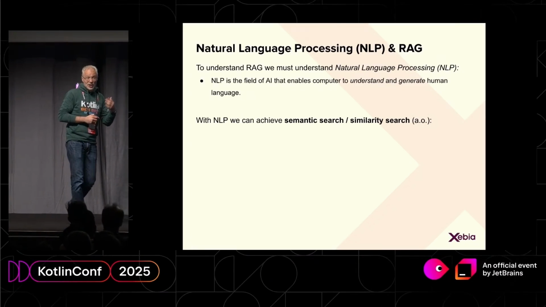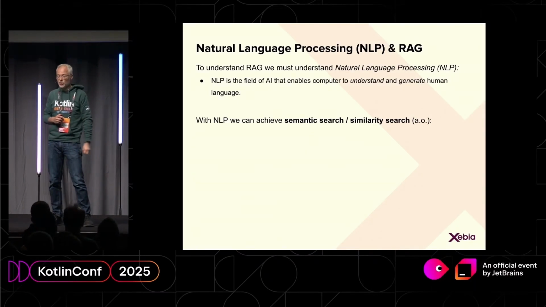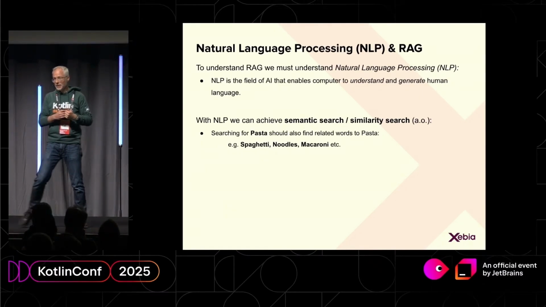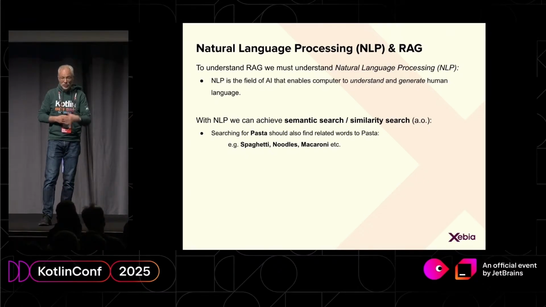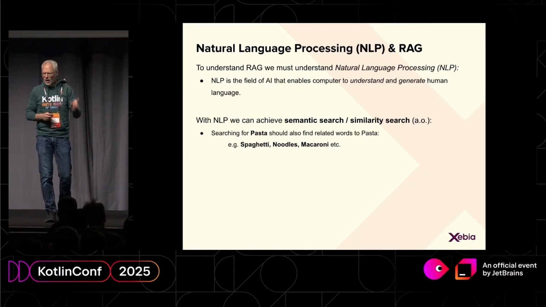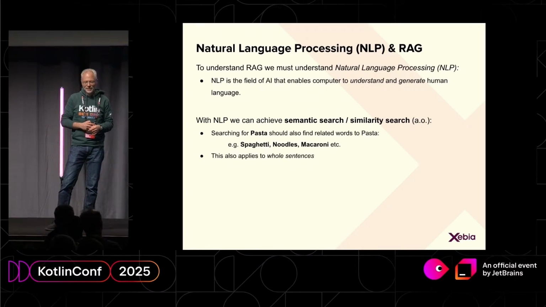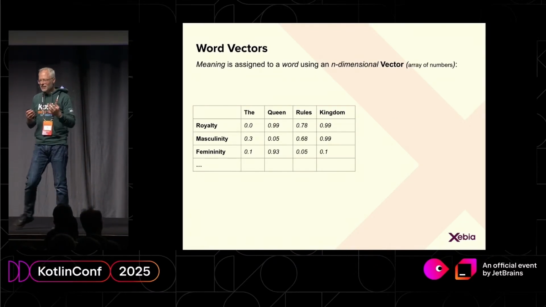With that, I can achieve something like this, semantic search, also known as similarity search, which allows me to look for the word pasta, but also get back words similar to pasta, which is the ones you see here, spaghetti and so on. And interestingly enough, this also applies to whole sentences. So, what's going on here? Again, it's not that hard.